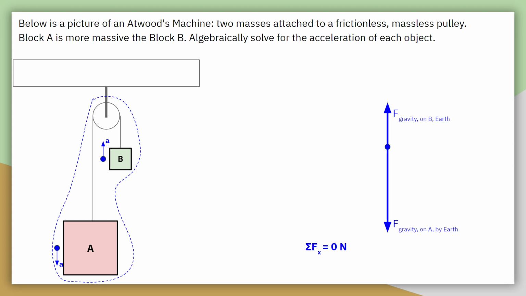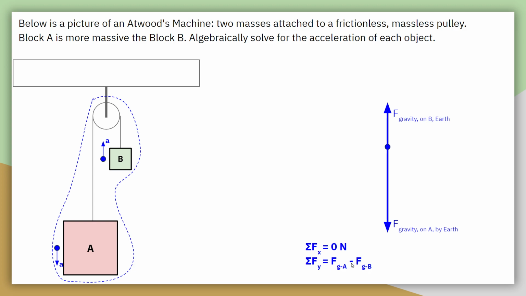So the sum of the forces in the x direction are balanced. They're 0 newtons. We don't have any forces there. And then the sum of the forces vertically, they're not balanced. The two forces we have are force gravity A and force gravity B. Now I am saying that the direction of the system's acceleration is positive. So I'm saying down is positive. That's why my Fg-A, the force gravity on A by the Earth, is positive, because that's what adds to the acceleration, minus Fg-B, the force gravity on B by the Earth.